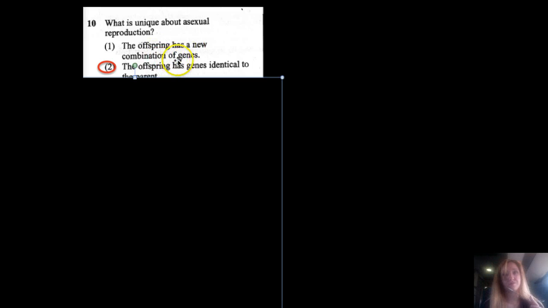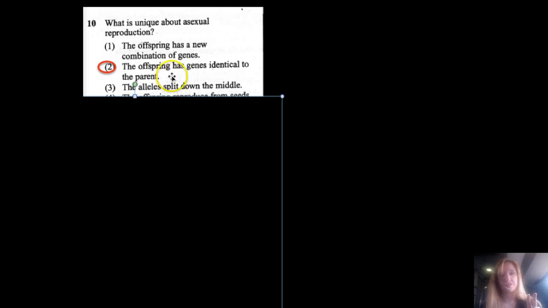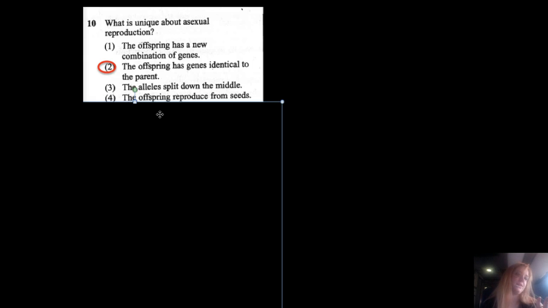Okay, now for our multiple choice portion. What is unique about asexual reproduction? Well, 1, the offspring has new combinations of genes. No, only if there's a mutation. 2, the offspring has genes identical to the parent. Yes, that's true. And it's different from sexual reproduction, so that must be what they mean by unique.